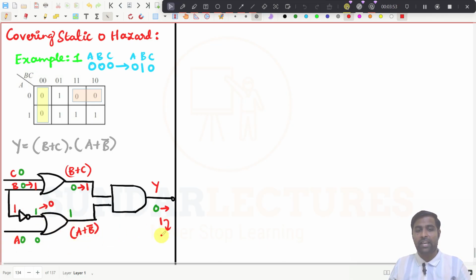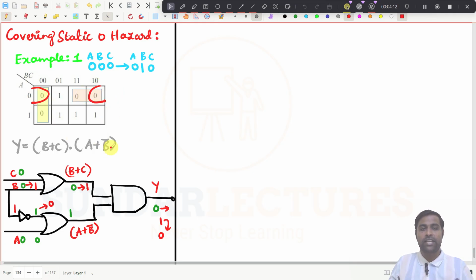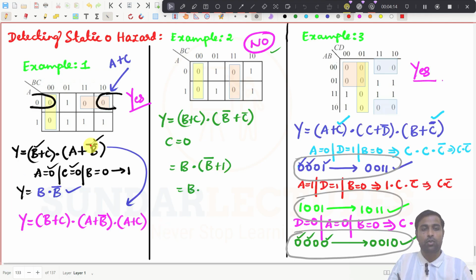So this one will again go to 0. See, try to understand, there is a glitch here. Because the expected output is 0, it goes to 1 for a moment and then it comes to 0 again. So static 0 hazard has been found here. So how can we eliminate this one? Make this pair also into account. What is that pair? That is what I have already told you here.